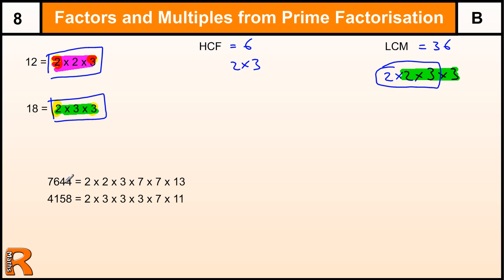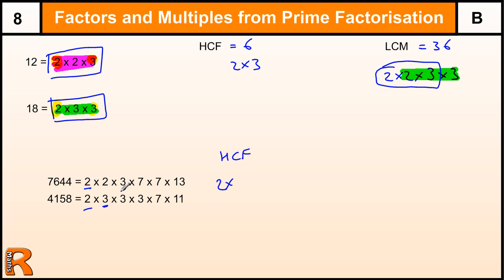So if we've got 7644 and we want to look at the highest common factor of that and 4158, if we have the product of primes, the highest common factor will be the multiples of all the primes that go into both. So 2 goes into both. There's another 2 here, but there's no more 2's in here, so I can't have any more 2's in our highest common factor because it won't go into this number.